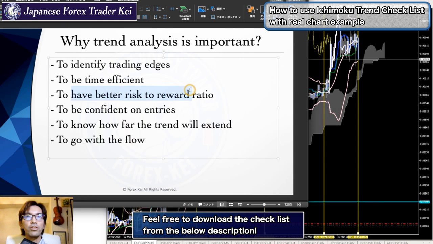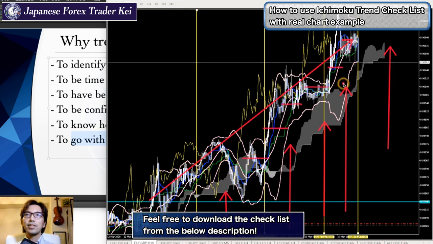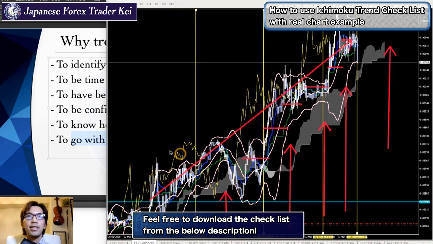So basically, wherever you buy, right? Even if you buy here, even if you buy here, wherever you buy, you can be profitable still, because you are actually going with the flow. And that's why the trend analysis is very important in this case.